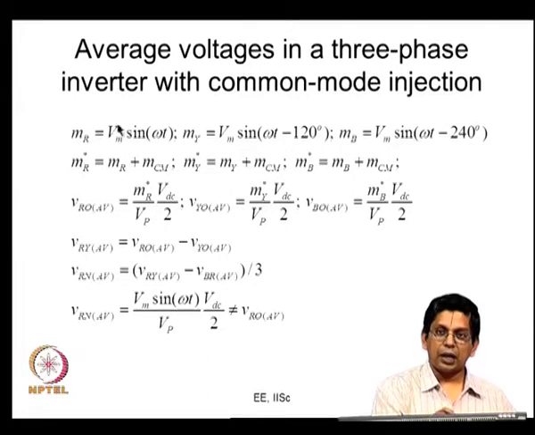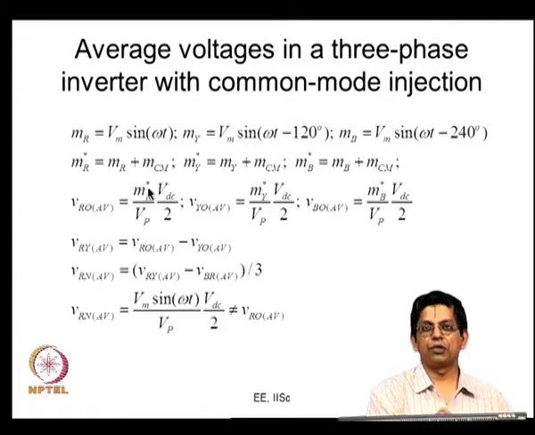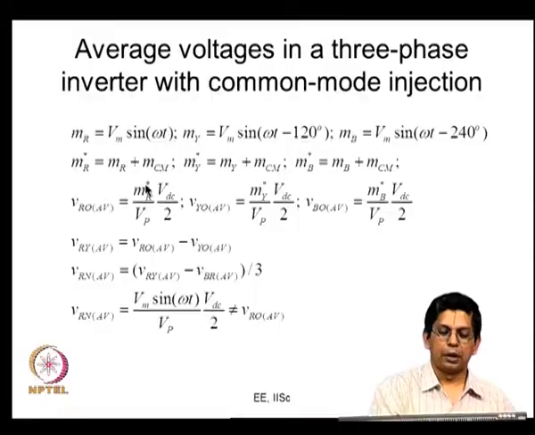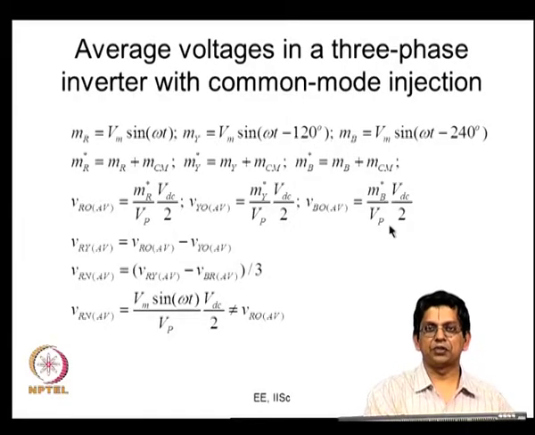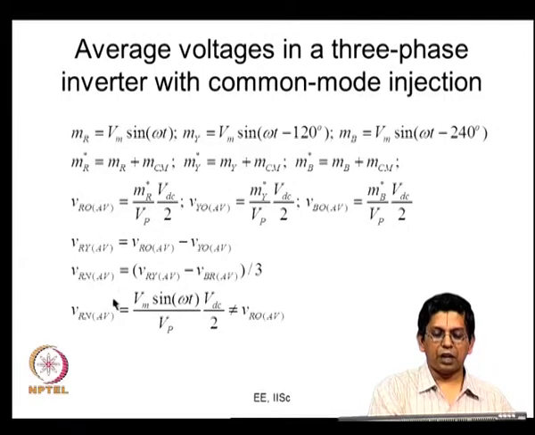And even with a value higher than that, like 1 to 1.15 times VP, you can make sure that your MR star does not cross VP. So, you would get something where the peak value of MR star will not cross VP. This increases the DC bus utilization as we have seen before, and your VRO average, VYO, VRY and VRN expressions are given.